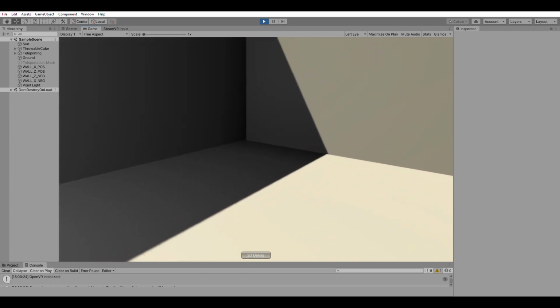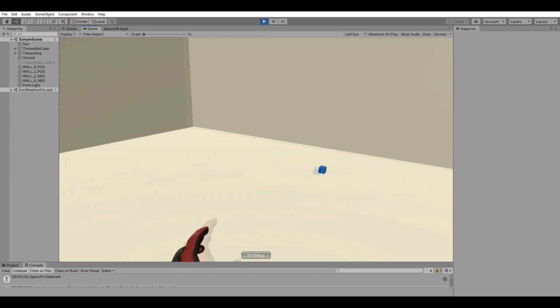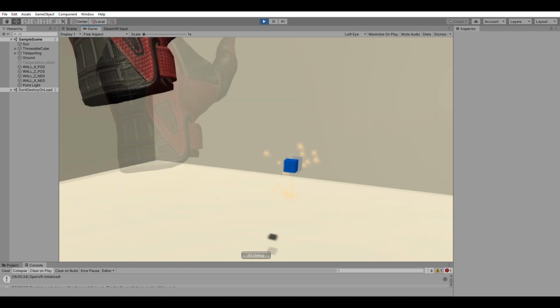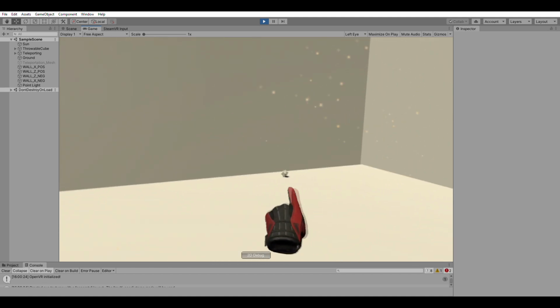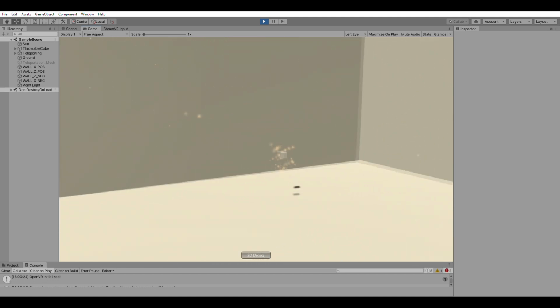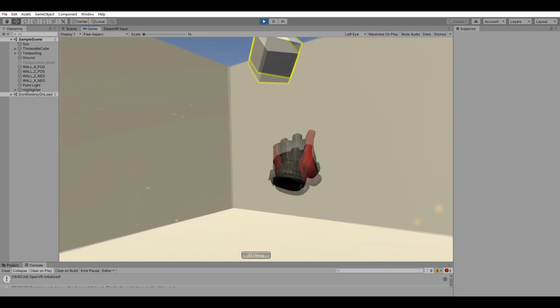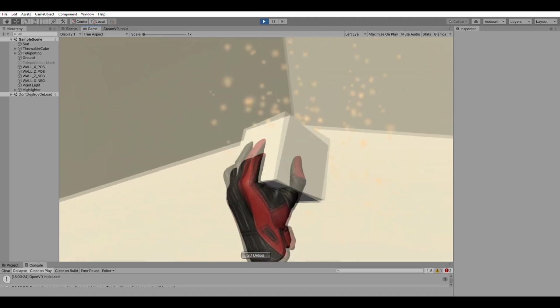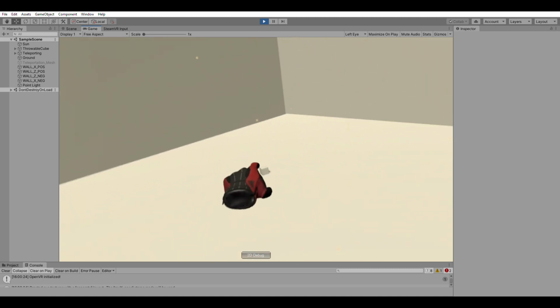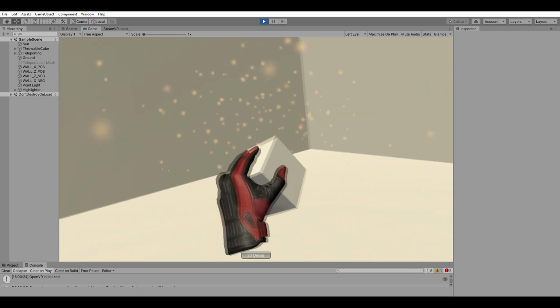Hello everyone. Today I will show you my implementation of the gravity gloves from Half-Life Alyx. The technique is straightforward for the most part, but you need to know some calculus, trigonometry and linear algebra. Oh, I forgot, you also need physics.